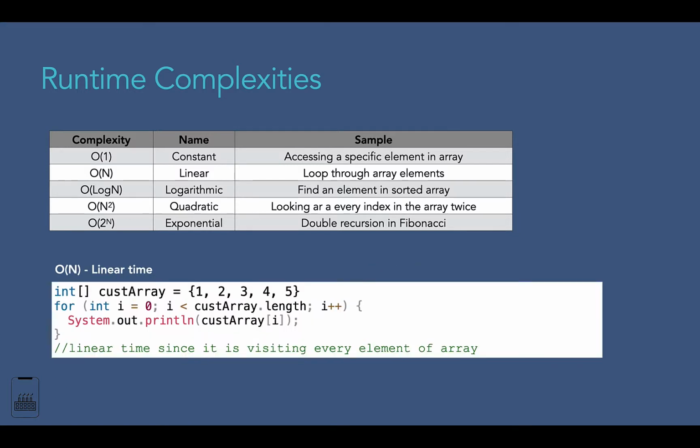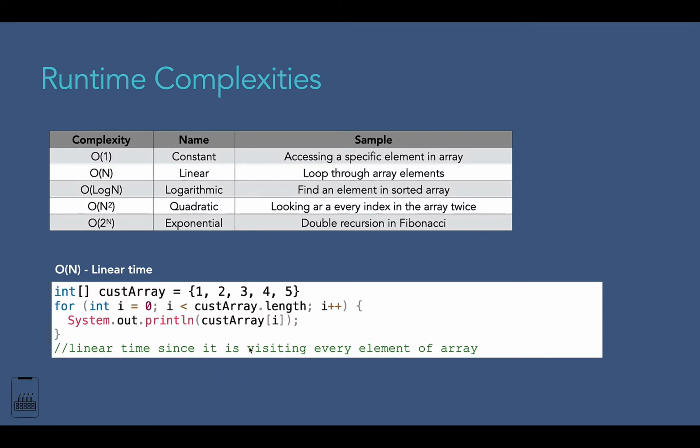Now the next time complexity that we are going to learn is O(n) time complexity, which is also called linear time complexity. Here, the time complexity will grow in direct proportion to the size of the input data. The best practice is to try to keep our functions running within this range of time complexity, but obviously it won't always be possible. A good example of linear time complexity is looping through array elements.